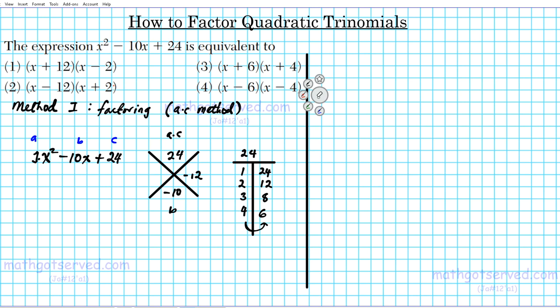So what does that tell us? We're going to keep trying. Maybe there's another pair that will work for us here. Okay, so 3 and 8, if you add it, you get 11. If you subtract, you get 5. Nope. How about 4 and 6?